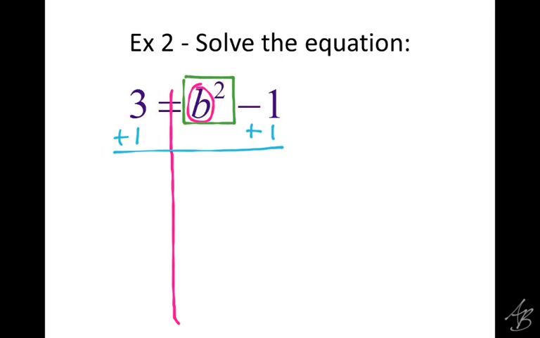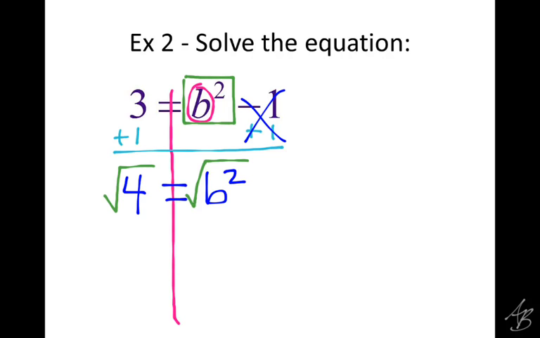And on the right side, when the 1's cancel, what does that leave? B squared. And on the left side, 3 plus 1 is? 4. All right, now the square is by itself, so what do we do to get rid of it? Take the square root. So we're going to take the square root here to get rid of the square, and if we take the square root on the right side, we have to take the square root on the left side. So on the right side, what's going to happen with the square and the square root? They cancel, which leaves what? B.